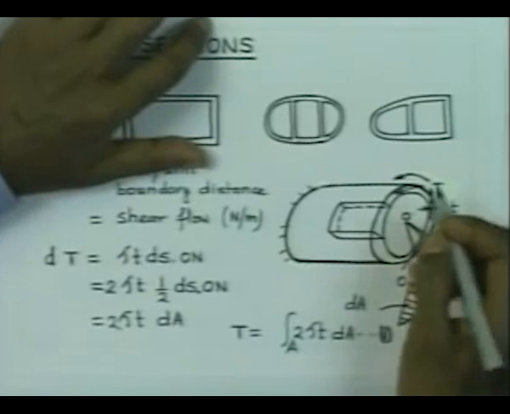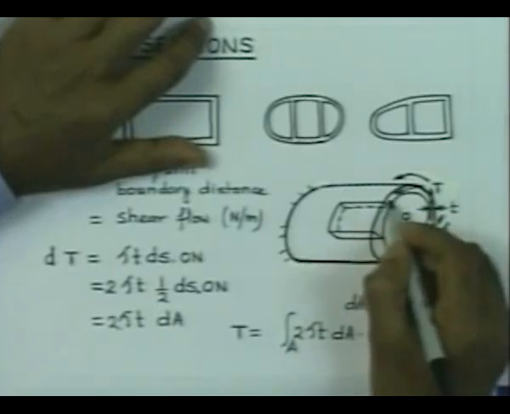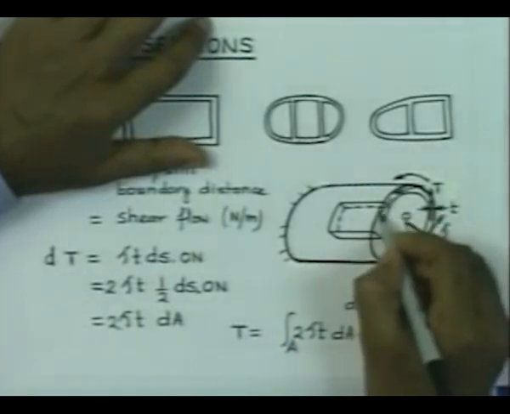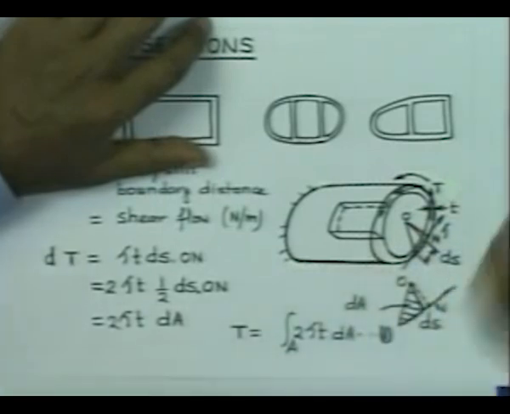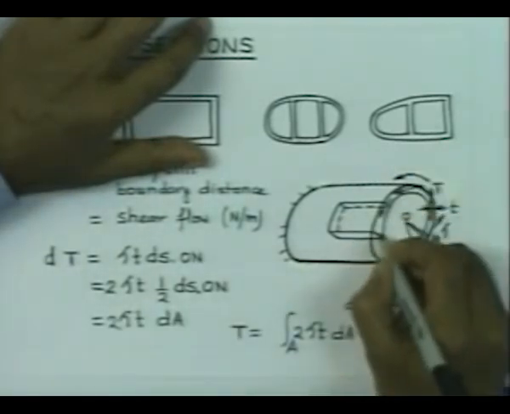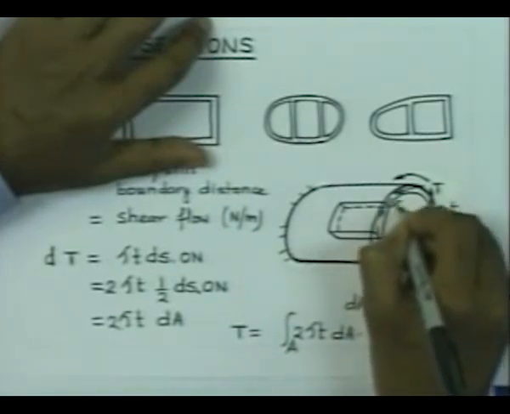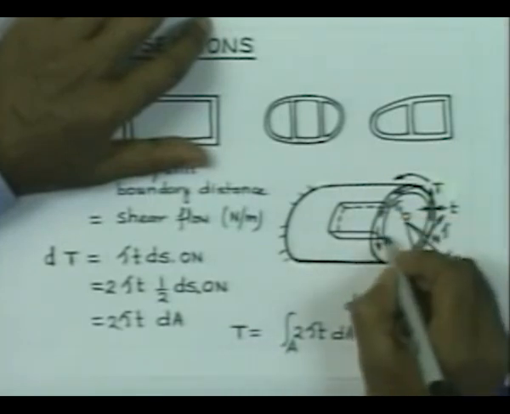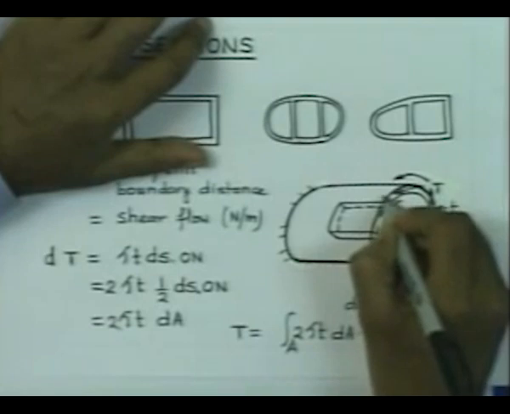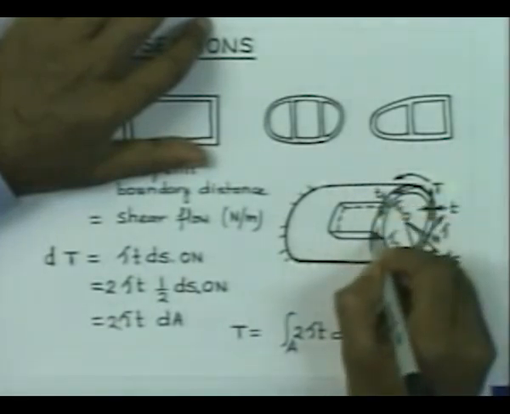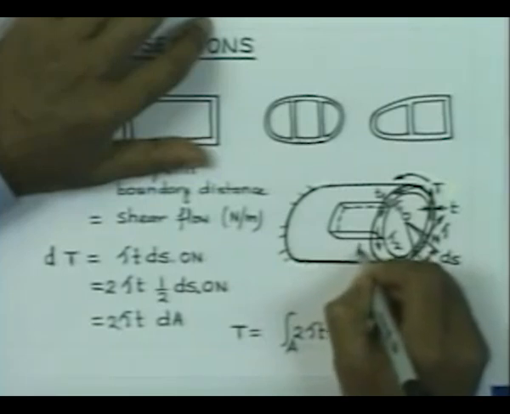Let us consider this element. The torque, that shear stress there at this point is going to be acting like this. Shear stress here is going to be acting like this. Let us say that this shear stress is equal to tau 1 here, and the shear stress here is tau 2, and this thickness here is equal to T1, thickness here is equal to T2.